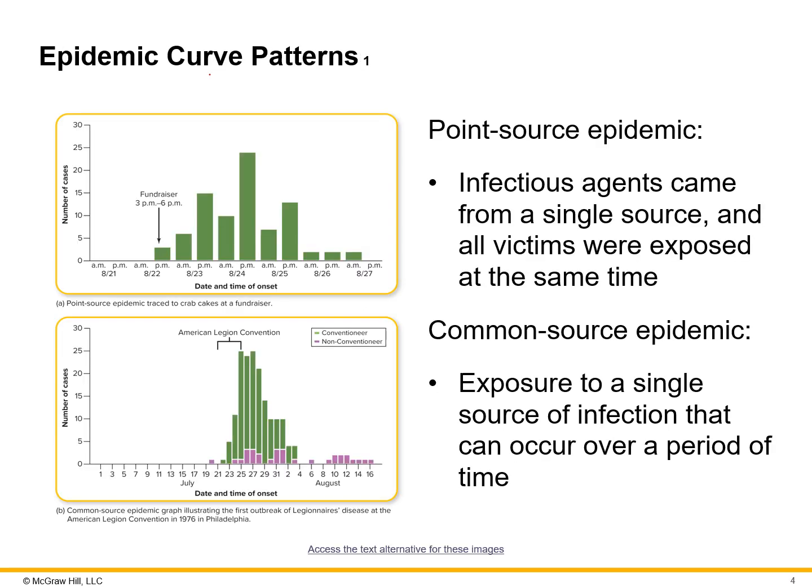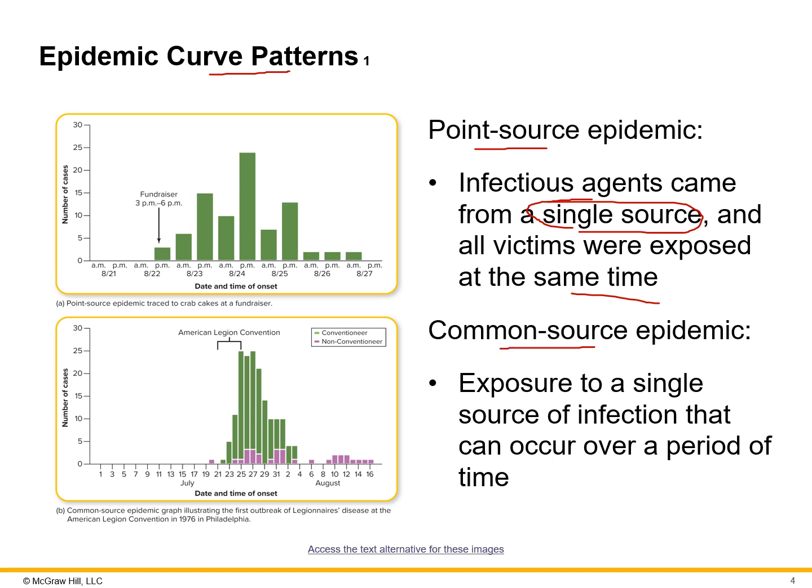So some of the curve patterns that are seen and defined. So we have a point source epidemic. This is where the infectious agent is from a single source. So it's from one microbe, one food, something. So all victims were exposed at the same time. So like potato salad at a picnic, that would be a point source epidemic.